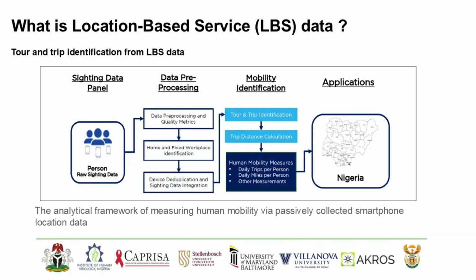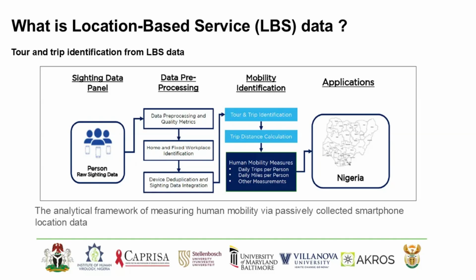Let us explain the analytical framework for measuring human mobility using passively collected smartphone location data. We start on the left with the raw sighting data, which record the time and location of each mobile device, essentially showing where and when people move. Next, during data pre-processing, we clean and filter these records, identify each person's home and workplace, and remove duplicate signals to ensure data quality. Then comes mobility identification, where we detect tours and trips and calculate trip distances.